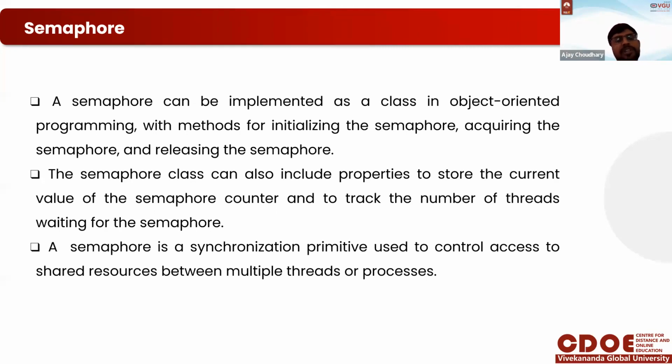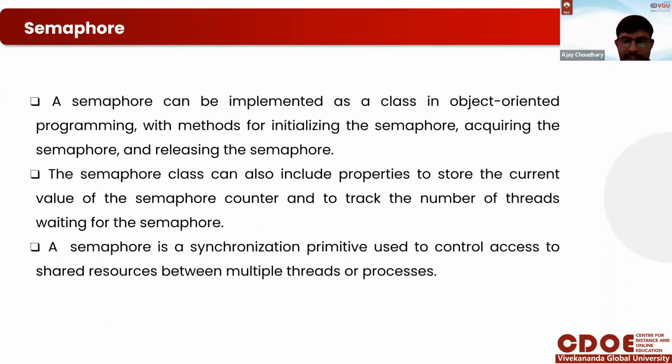This avoids any situation that would freeze our system, and we release after those 5 processes. If any process is completed, we allow one person to enter, not 2 persons. So there is an initialization and there are methods for implementation to avoid these kinds of problems. We initialize a semaphore, then we acquire the semaphore, then we release the semaphore. Semaphore is a class to implement these kinds of concepts. The semaphore class can also include properties to store the current value of the semaphore counter.